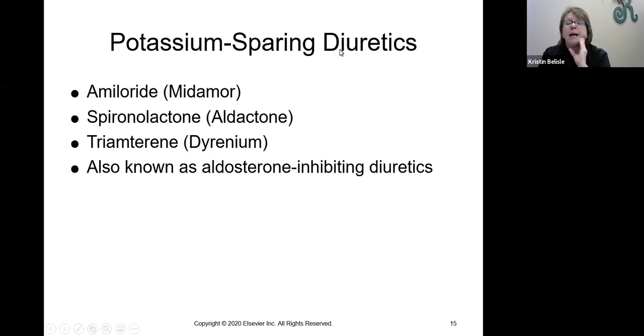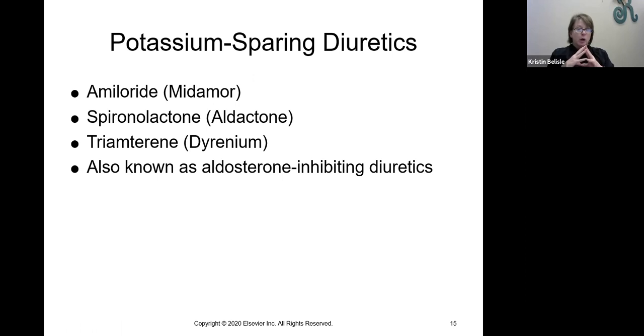Okay, potassium sparing diuretics. So it does the opposite. It's going to spare these things. The one that I really want my students to know right now, in the beginning of nursing school, is Aldactone, or spironolactone. There are others out there. They're also known as aldosterone inhibiting diuretics. So when we think about that, aldosterone keeps sodium and will excrete potassium.